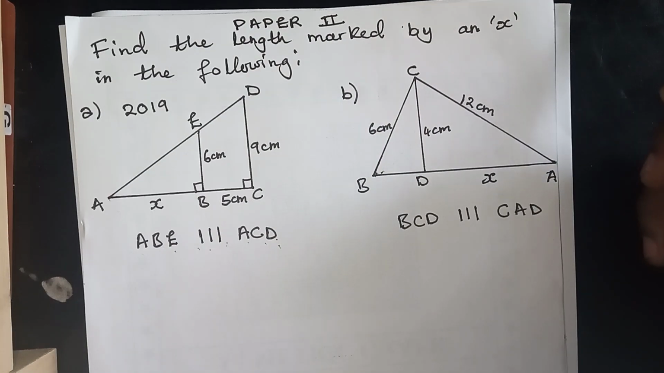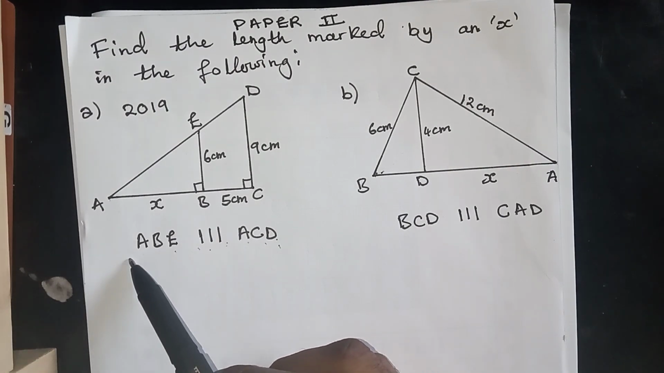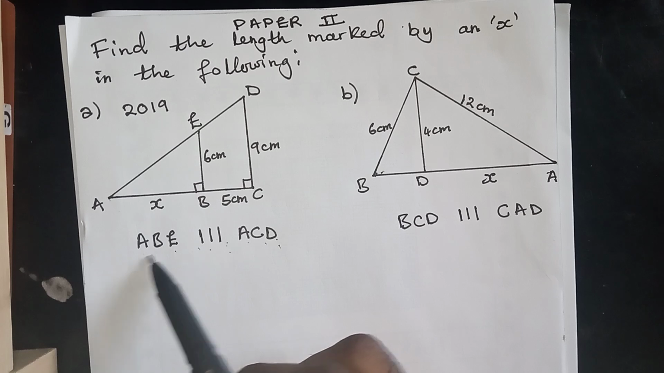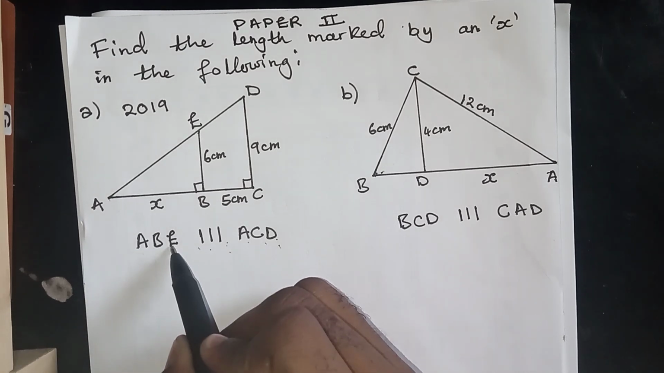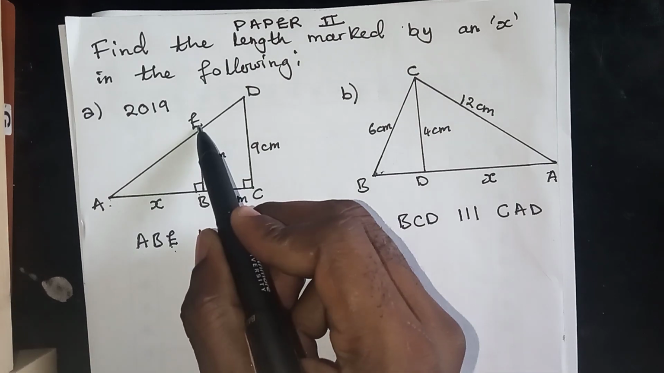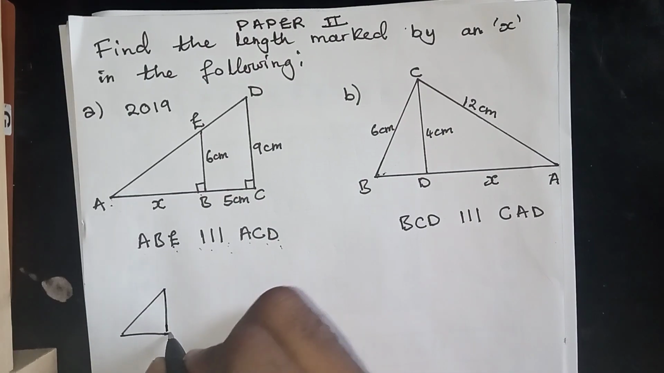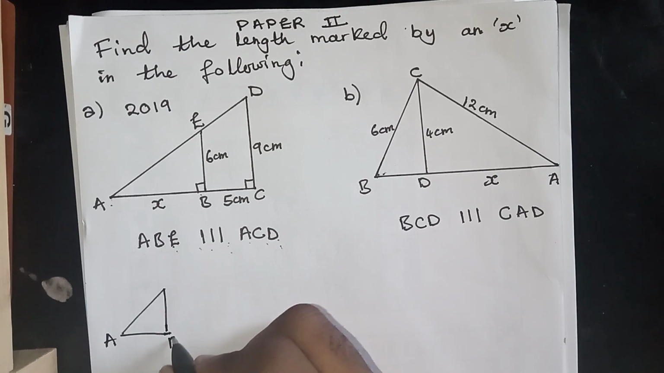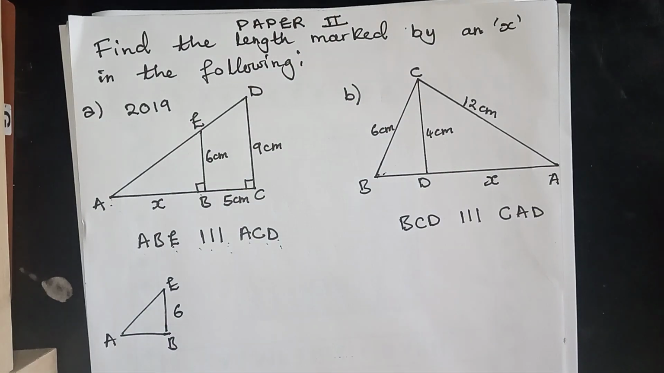So to solve such kind of a problem, the first thing you want to do is to separate the two similar triangles. So the first one here is ABE. Draw it separately like this. So you have ABE. And then you can indicate the dimensions. This is 6. Then this is AB. We decided to call it X.